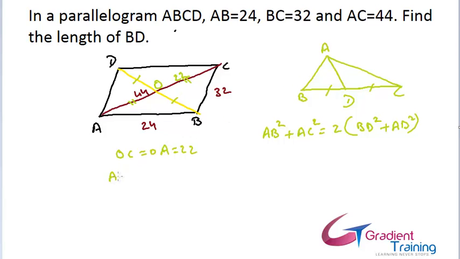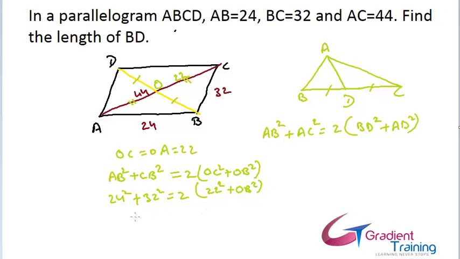That means the length of arms AB square plus CB square, the sum of squares of the length of the arms, will be equal to twice of OC square plus OB square according to Apollonius theorem. And AB square is 24 square, CB square is 32 square, equals twice of OC square, which will be 22 square, plus OB square, and OB is what we have to find out. From here you will get the value of OB square, and for that let us further calculate it.